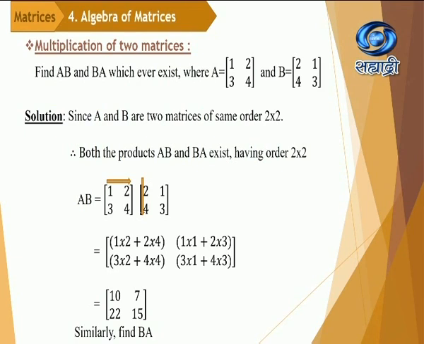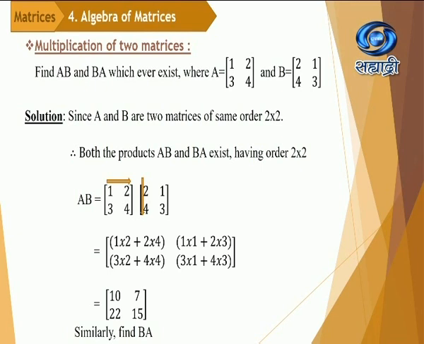Then if you observe, start with the first row, first column, then first row, second column, second row, first column, second row, second column. So observe how to multiply. First row, first column is 1 into 2, corresponding position elements multiplication. 1 into 2 is 2 plus 2 cross 4. First row, second column, 1 into 1 plus 2 into 3.